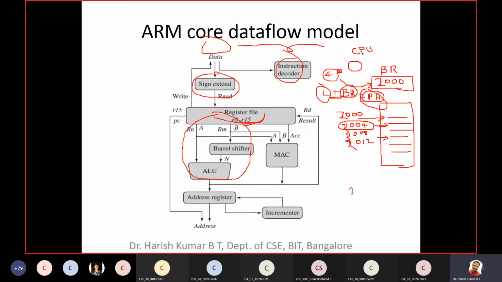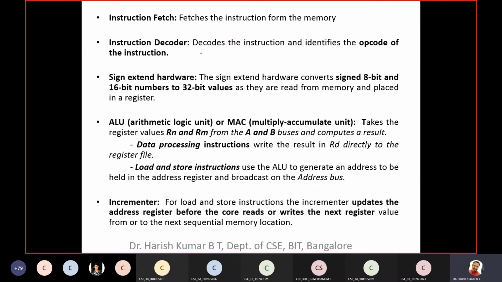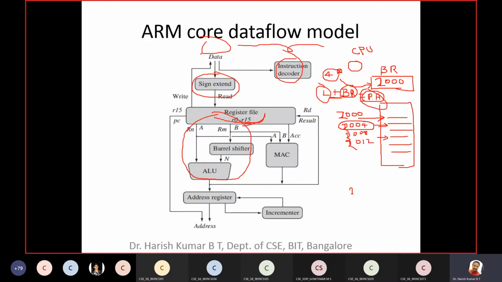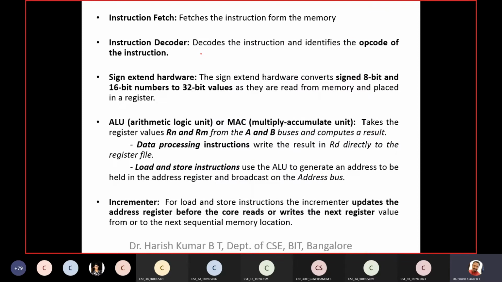If it is a multiplication operation, then it goes here to the MAC. From this architecture, it is clearly understood that when you're performing the multiplication operation, it is not possible for you to shift the other input. Now we'll come here. Most of the things I've explained already, but anyhow, we'll go through this.